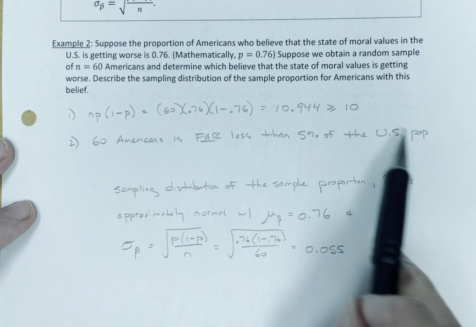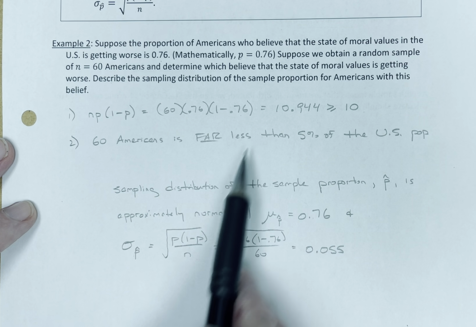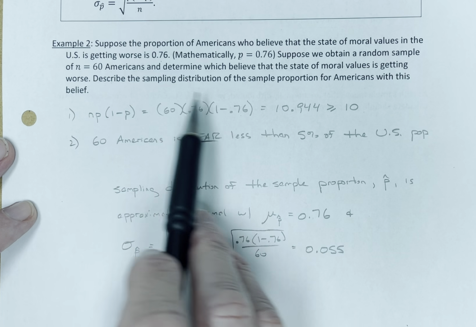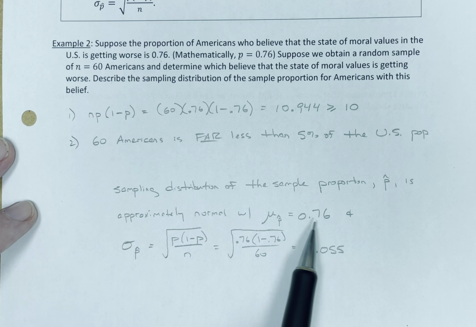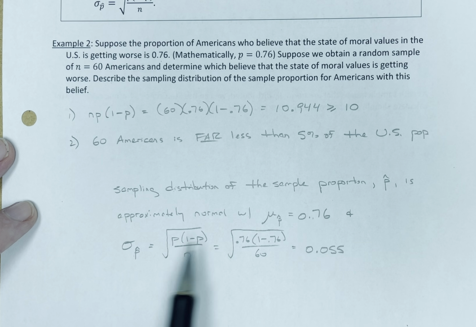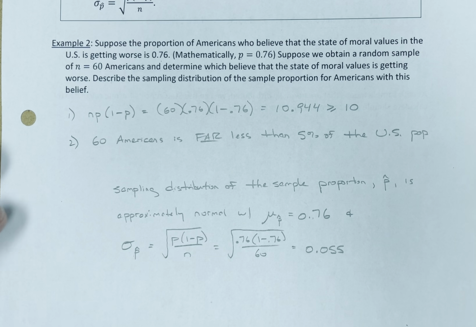So we did a check. We came up with normality because these 2 conditions were met, and it's normal with the mean of the sampling distribution of p hat being 0.76, and the standard deviation of the sampling distribution of p hat being 0.055.